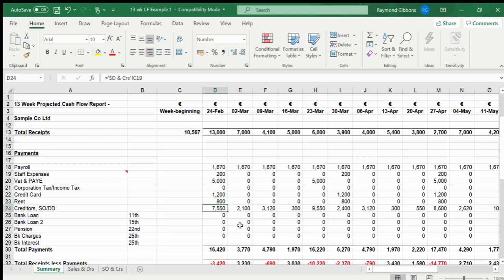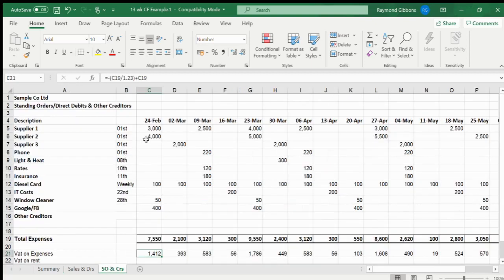Moving on to the creditors, you'll notice a formula there that directs us to the Standing Orders and Creditors tab. So let's go in there and have a look at these. A simple formula means that the dates in here have changed automatically to ensure they're the same as on the main cash flow page. You can have any number of suppliers and overheads that you wish in here. This is just a small sample just to show you what can be done with the cash flow.